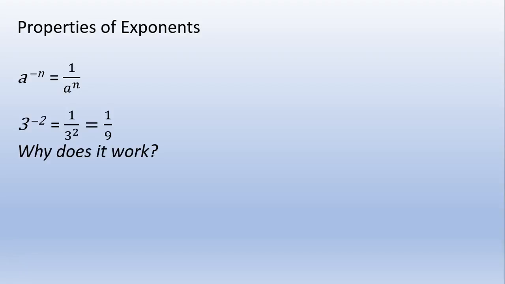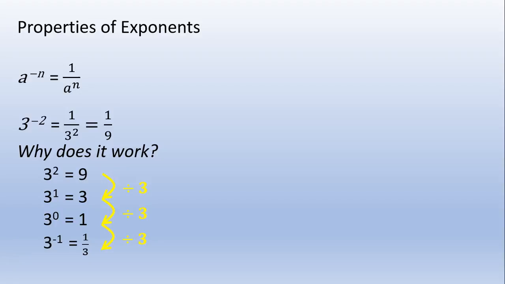Now this can also be seen through patterning. So remember we said 3 to the 2nd power was 9, and 3 to the 1st power was 3, and the pattern we're seeing is that 9 divided by 3 is 3. 3 to the 0 power is 1, because 3 divided by 3 is 1. If we continue the pattern with the exponents, 2, 1, 0, well, the next exponent has to be negative 1. And if we continue the pattern with the numbers 9, 3, 1, 1 divided by 3 is 1/3.